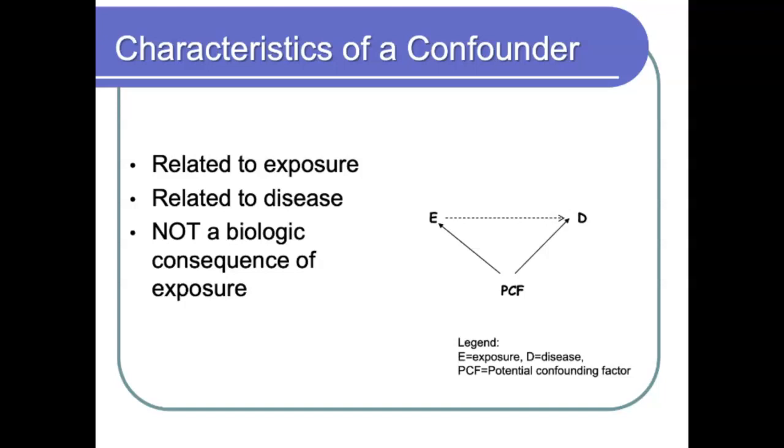The other really important characteristic of a confounder is that it can't be a biologic consequence of the exposure. So it can't be a direct result of that exposure variable. So for example, if the exposure variable is something like fat consumption, your potential confounder can't be cholesterol level, because fat consumption is going to directly result in your cholesterol levels. That cholesterol level variable would fall on this causal pathway and therefore would not be considered a potential confounder.